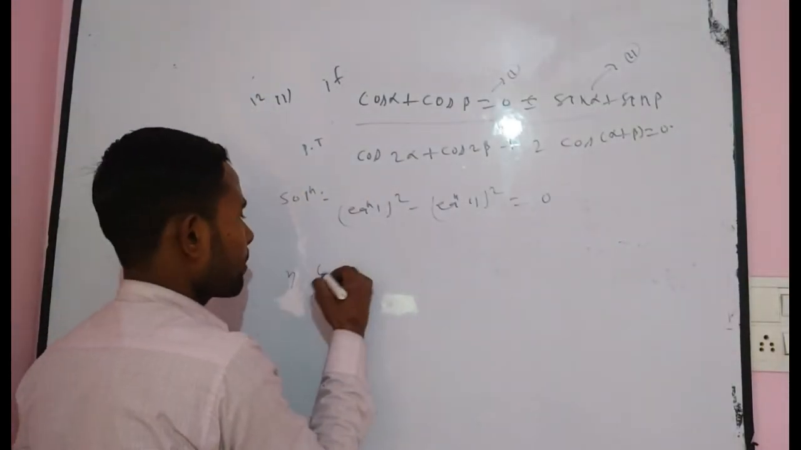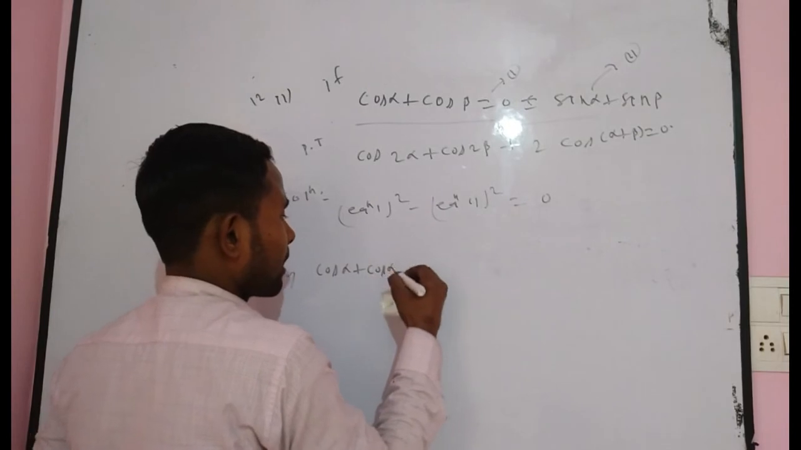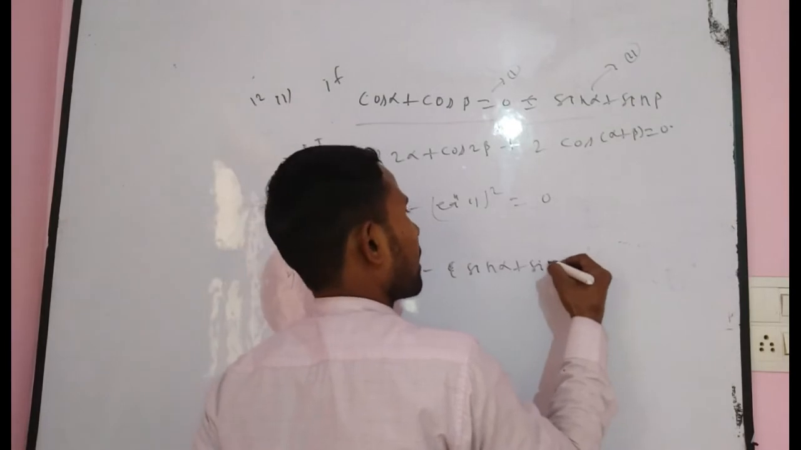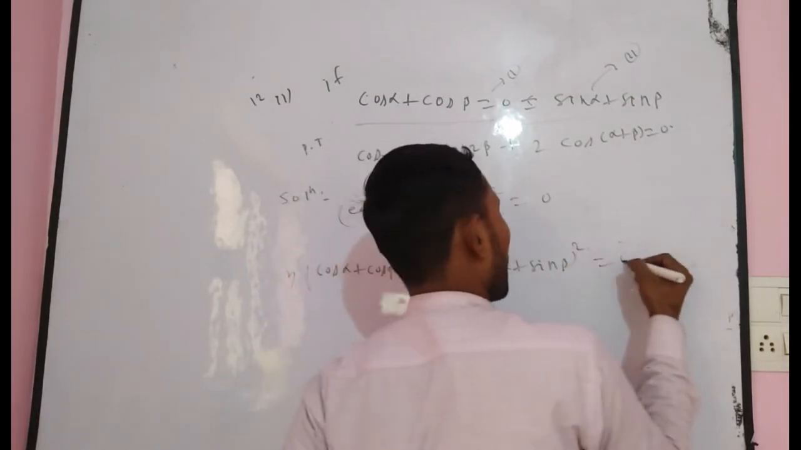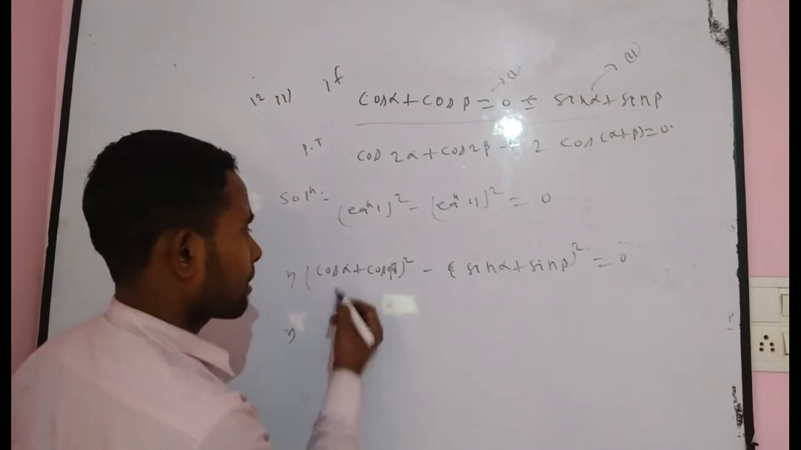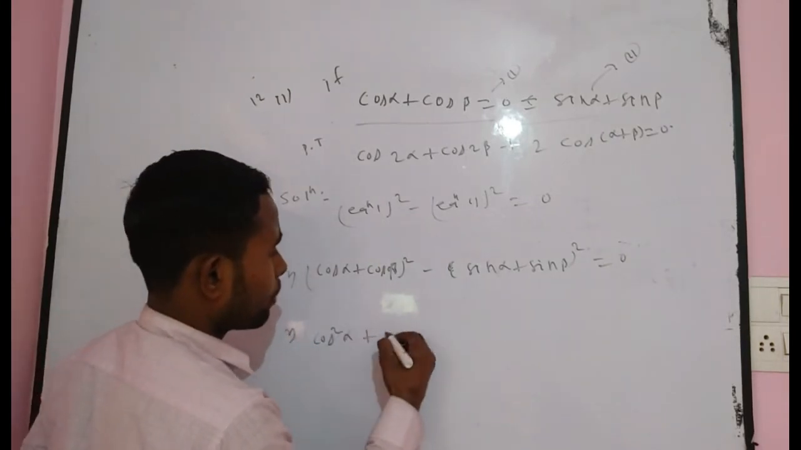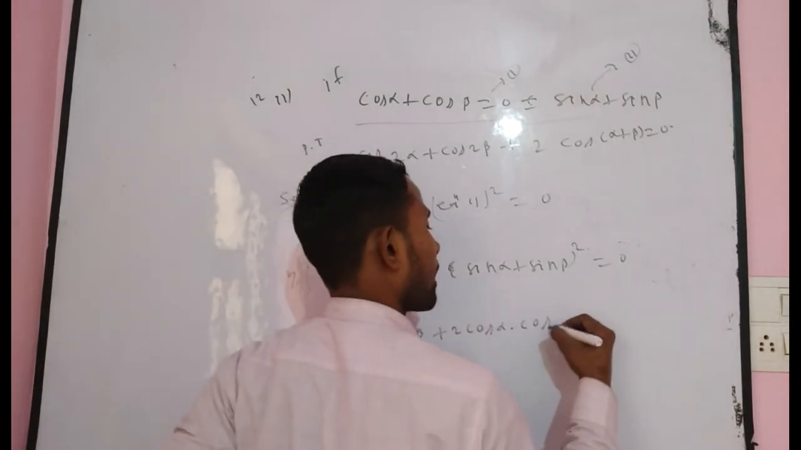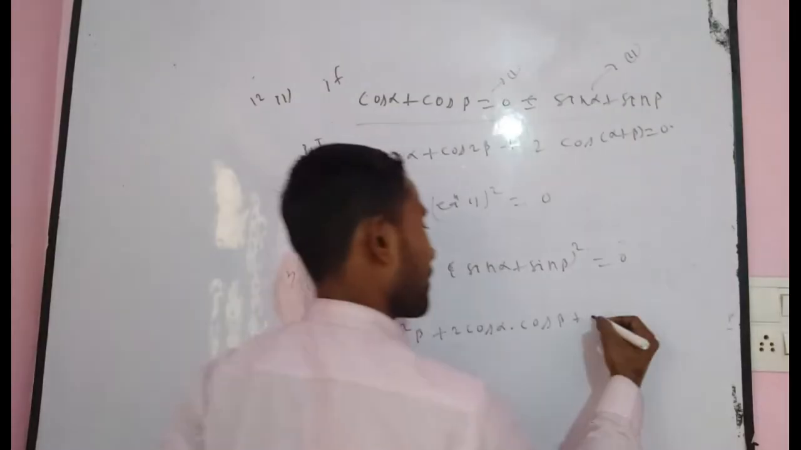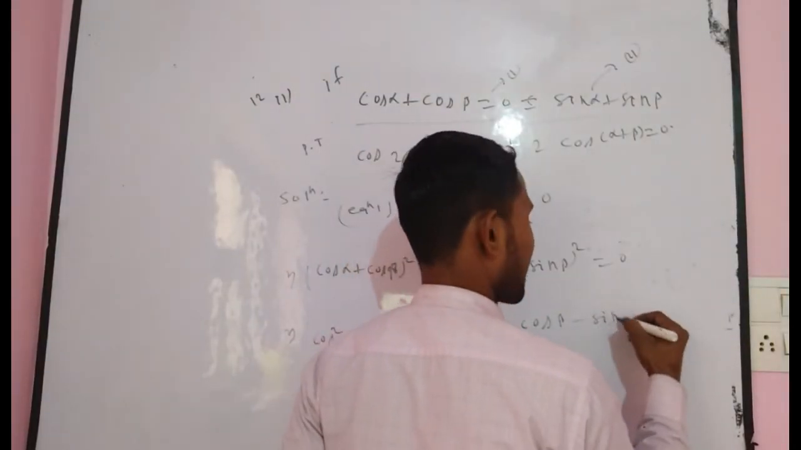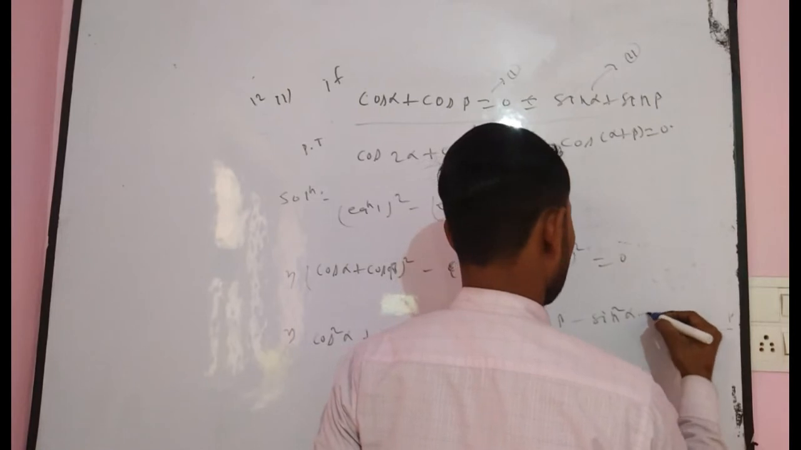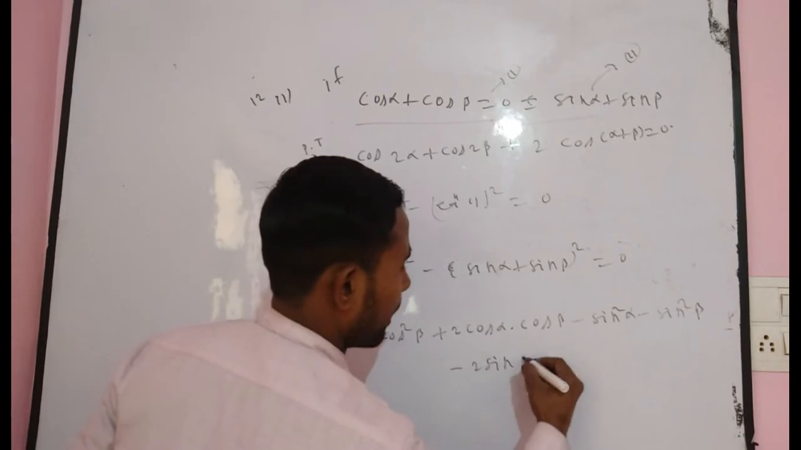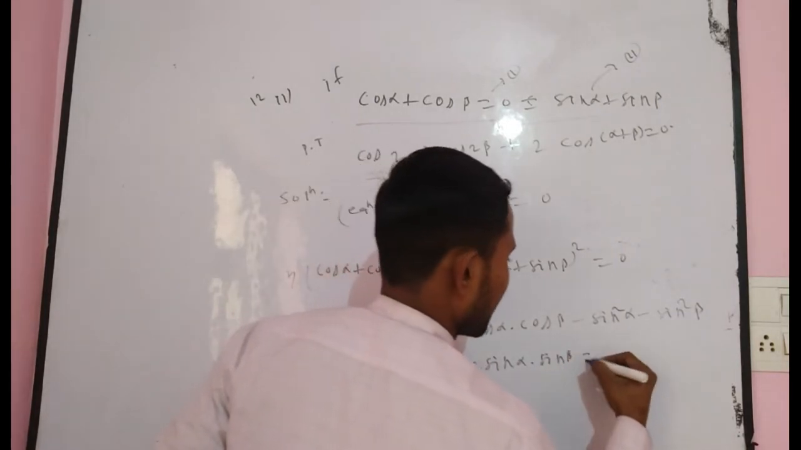Now the first equation will be (cos alpha plus cos beta) whole square minus (sin alpha plus sin beta) whole square is equal to 0. If you expand, then in this case it will be cos square alpha plus cos square beta plus 2 into cos alpha into cos beta. There is a simple proof behind it, I will tell you again. Minus sin square alpha minus sin square beta minus 2 sin alpha into sin beta is equal to 0.